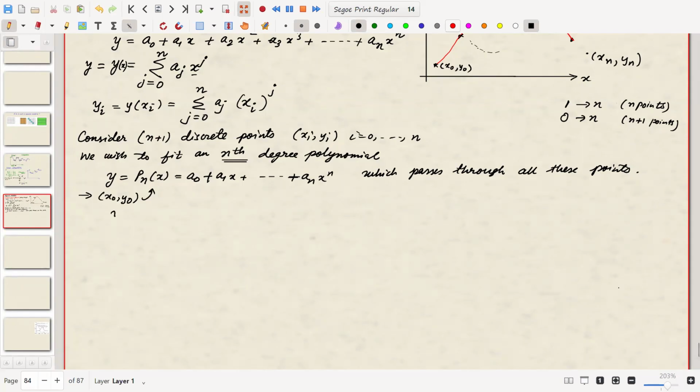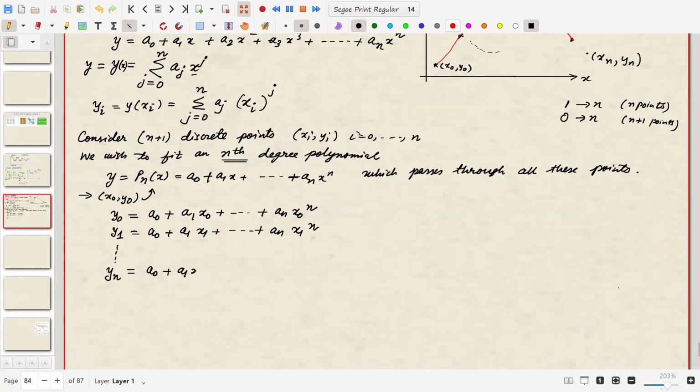So instead of the left hand side, you put y naught, and the right hand side becomes a naught plus a1 x naught plus so on plus an x naught to the power n, isn't it? Similarly, you have y1 equals a naught plus a1 x1 so on till an x1 to the power n, and so on. You will have yn, the last point, yn equals a naught plus a1 xn, and so on, plus an xn to the power n. The more properly you say it, the more understanding you have. If you're not saying it, you are lagging in some parts. You have to say it.